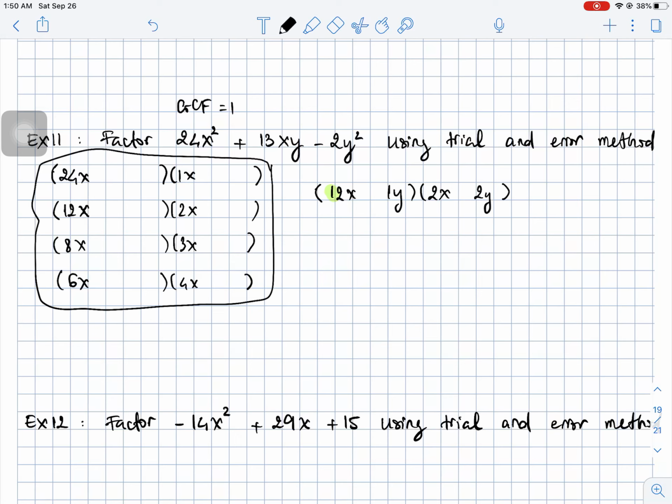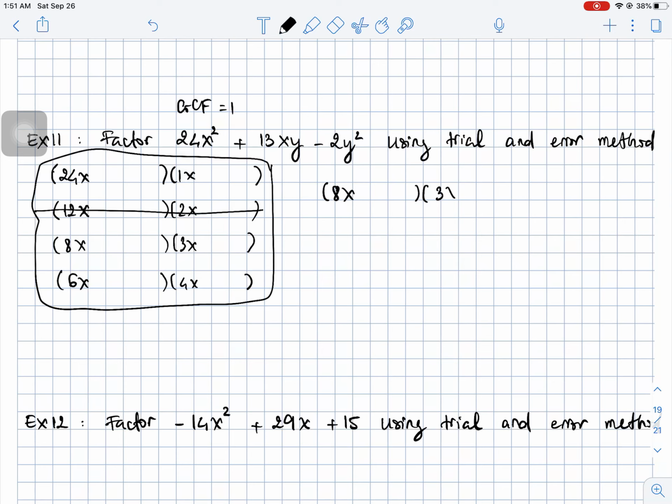Then we switch the 2y and the 1y, so 1y and 2y. But when you switch, this 2 and this 2 go together, and you can factor out the 2, so in this case it does not work. So we can eliminate the 12x and the 2x.